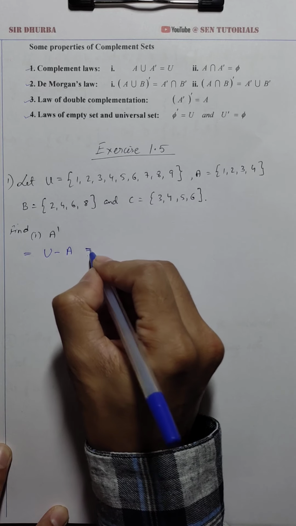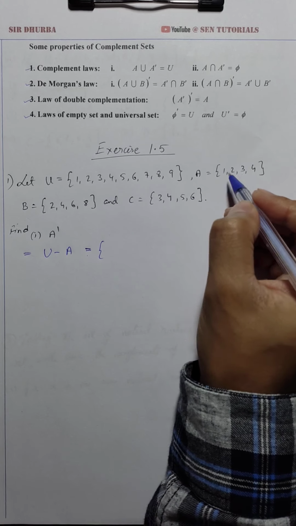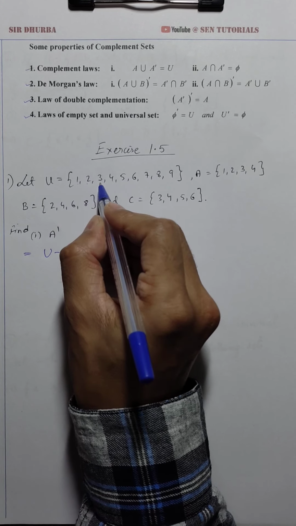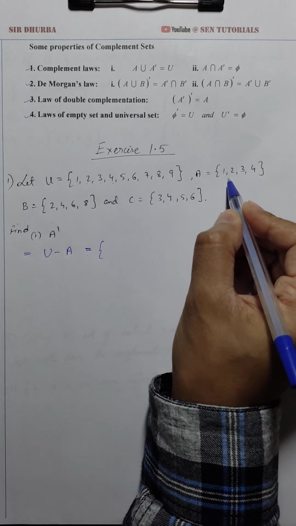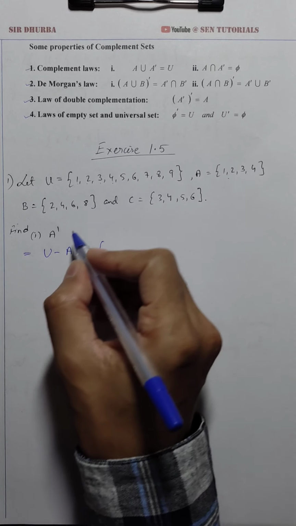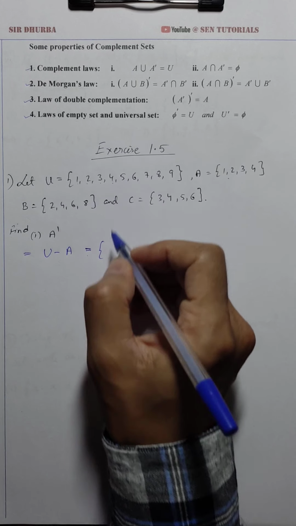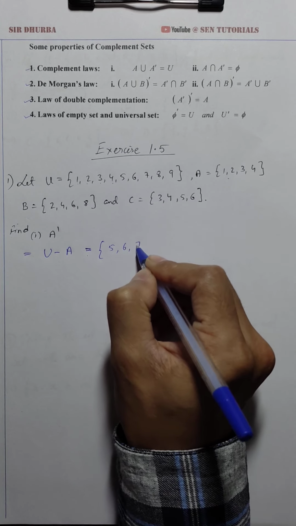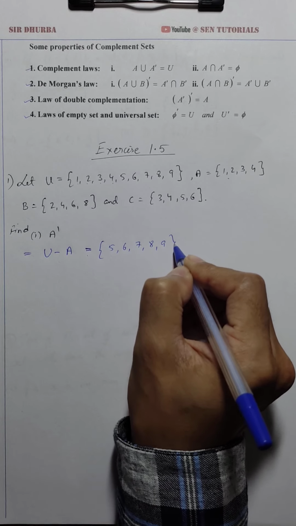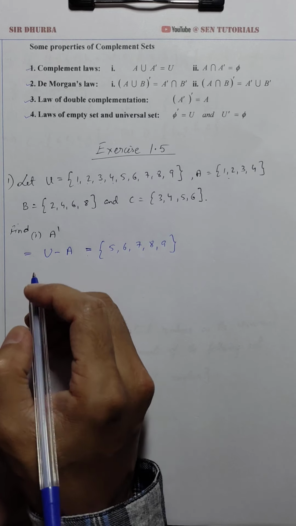So let me not write down the set, let me just calculate from here. 1 2 3 4 are present in the universal set, which are also present in set A. So besides that, the other elements will make the complement of set A. That is going to be 5 6 7 8 and 9. So it's quite simple, not complicated, not difficult at all. All right, let's move to the other one.